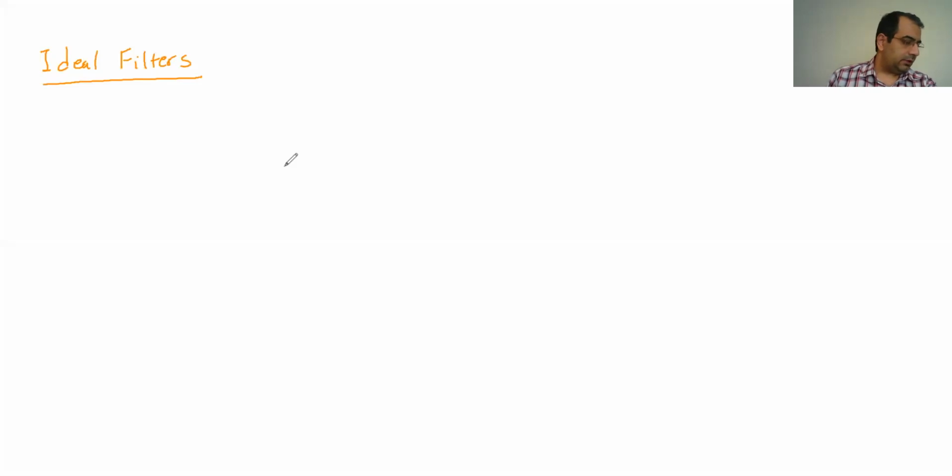We're going to start to talk about the ideal filters. The last time we started to talk about the filters, and I explained that we usually use the filters when we have a signal and we somehow want to manipulate the signal. In other words, usually it's like that.